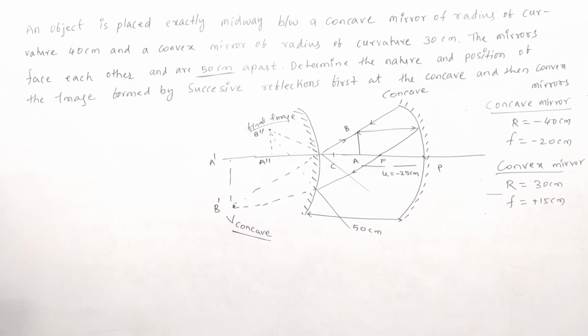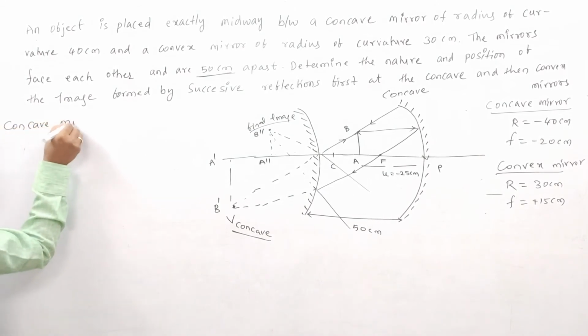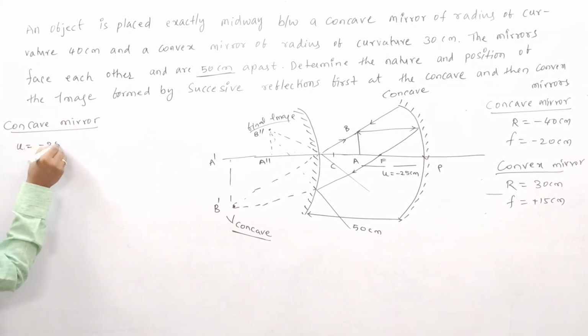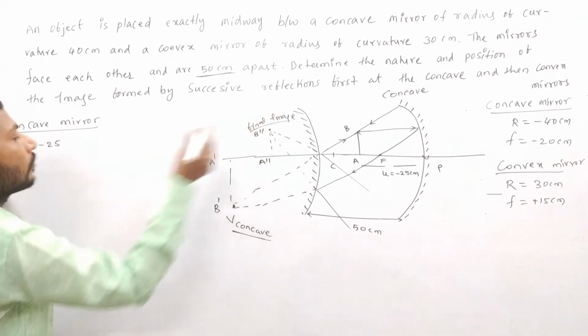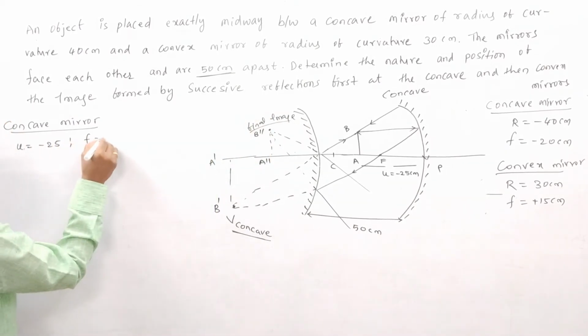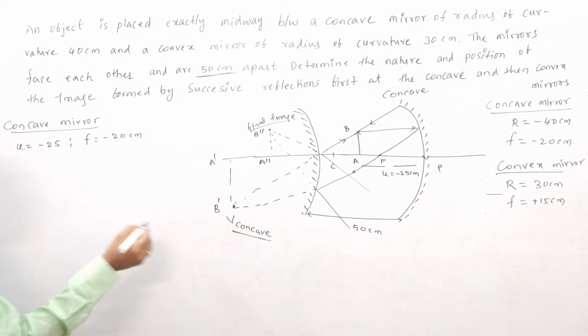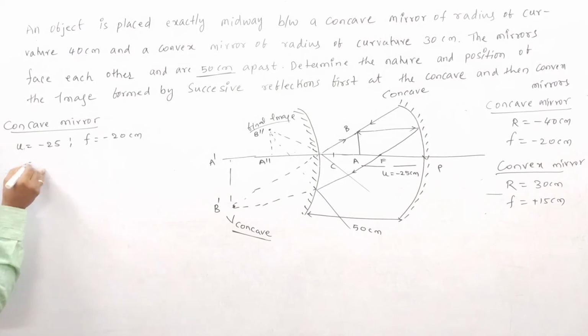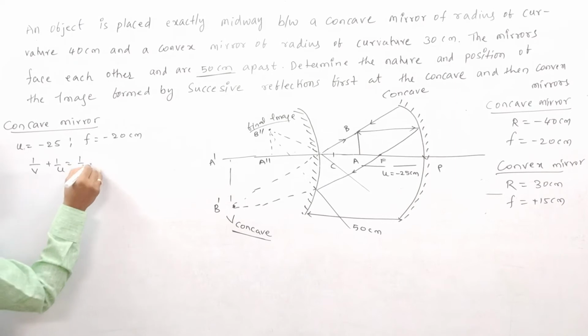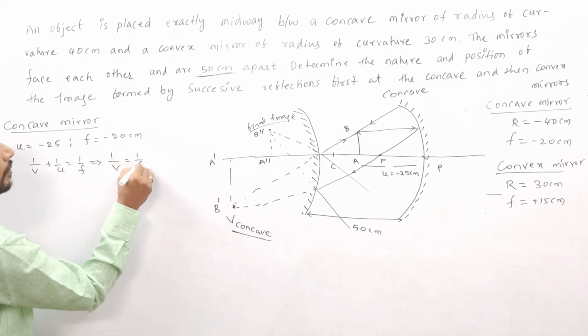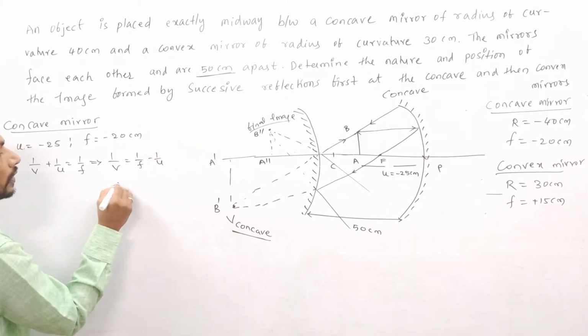First, I am writing for the concave mirror. What is the U value, children? U equals minus 25. What is the concave mirror's focal length? Sir, F equals minus 20 centimeter. Then what is V? The formula is 1 by V plus 1 by U equals 1 by F. It implies that 1 by V equals 1 by F minus 1 by U.